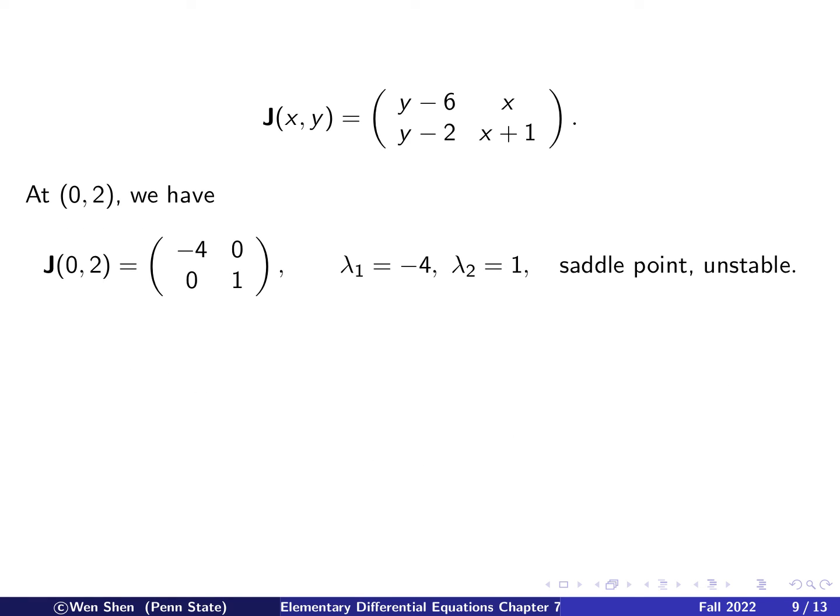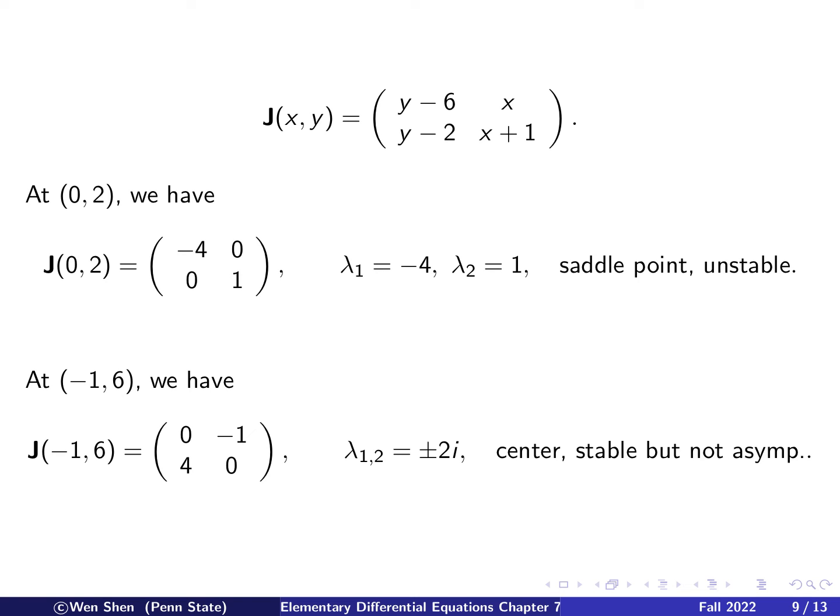Okay, so let's evaluate the Jacobian matrix at the critical points. The first point is (0, 2), x is 0, and y is 2, so we get [-4, 0; 0, 1]. It's a diagonal matrix, and the eigenvalues are on the diagonal, so it's -4 and 1. So one is negative, one is positive, giving us a saddle point, which is unstable.